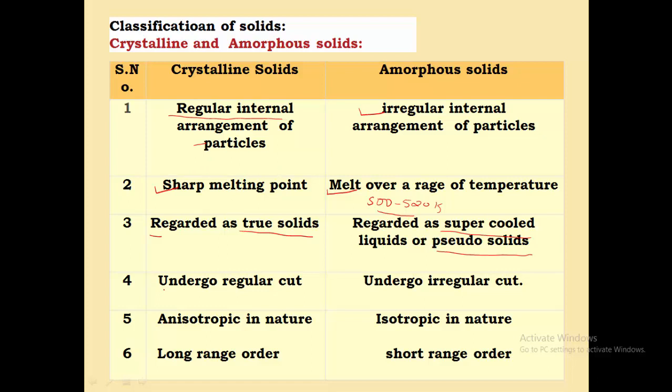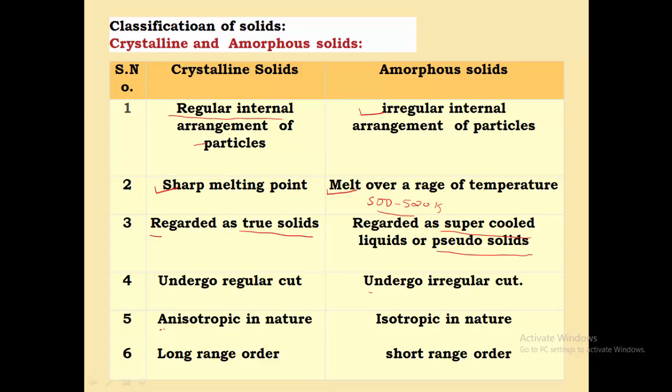The crystalline solids undergo regular cut. That means upon cleavage, crystalline solids give pieces having definite planes, but amorphous solids upon cleavage won't give pieces having definite planes. They will give pieces which have irregular surfaces.